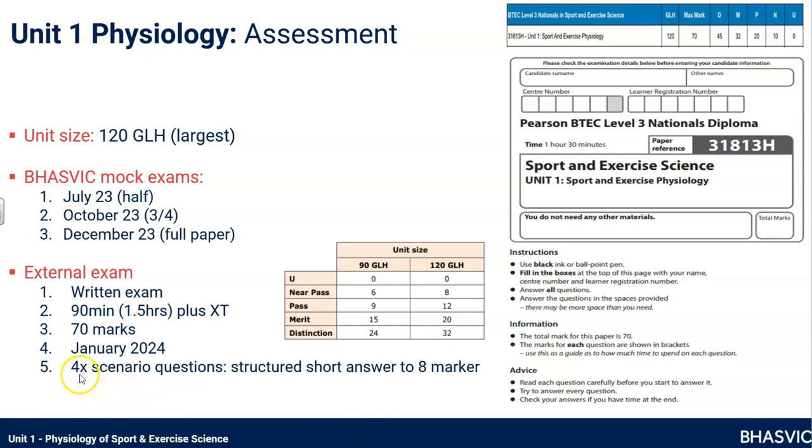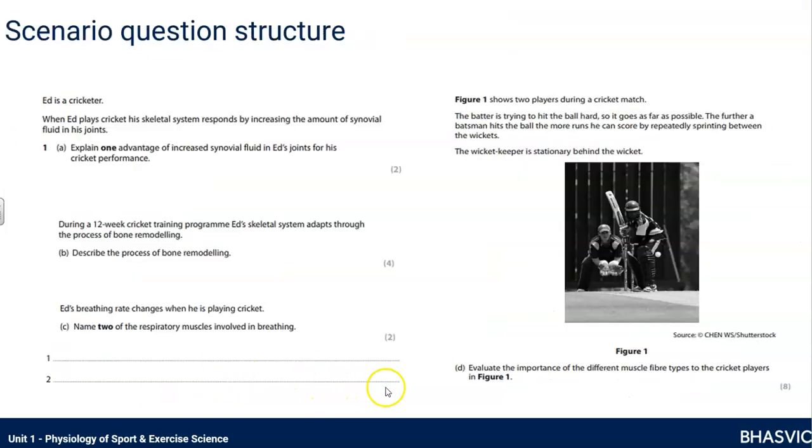So let's have a look at one of these scenario questions. Remember, there's one large question, which is broken down into smaller questions plus an 8 marker. So this one is about Ed, who's a cricketer. 1A is about synovial fluid, and it's worth 2 marks. There's a part B, which is about bone remodeling, worth 4 marks. This jumps to talking about Ed's breathing rate, so it's a different topic altogether, a different system, for 2 marks. And then it goes to part D, which is an 8 marker.